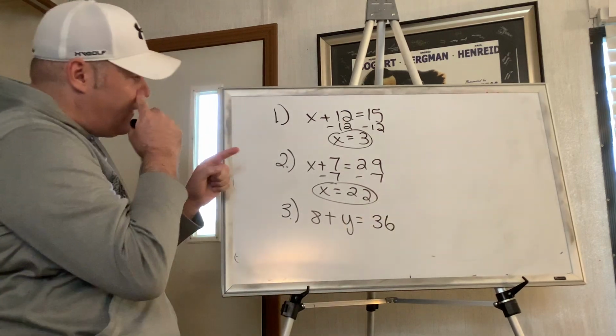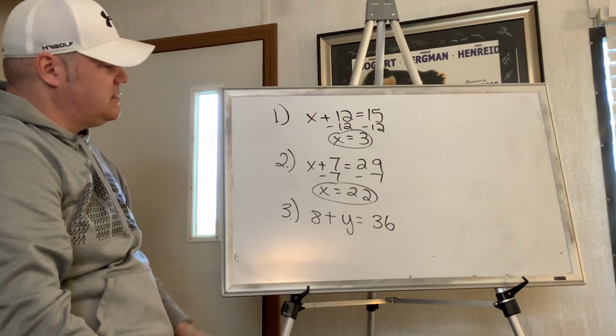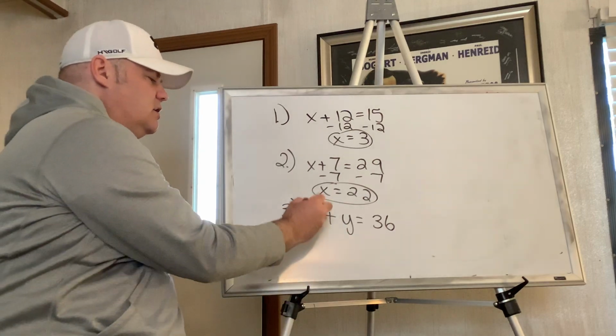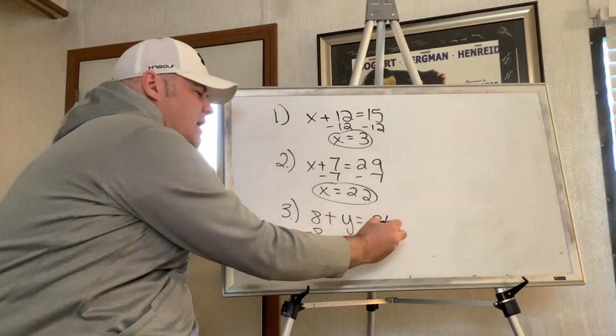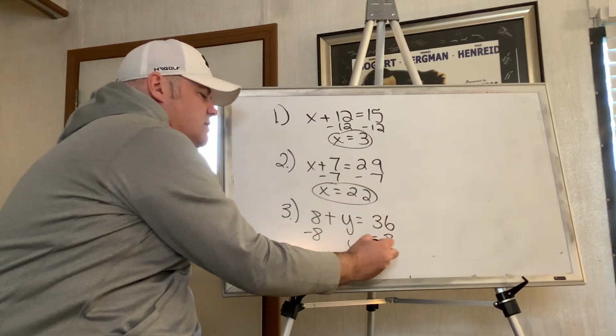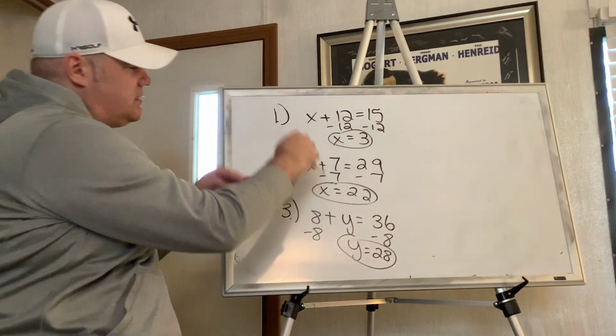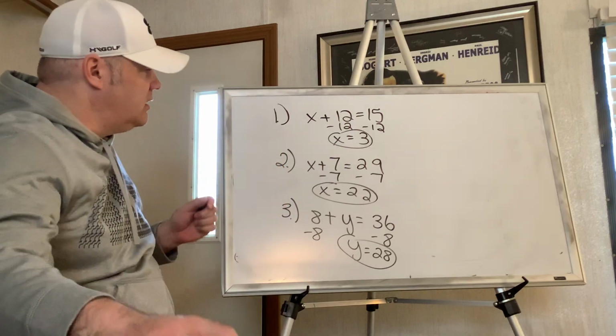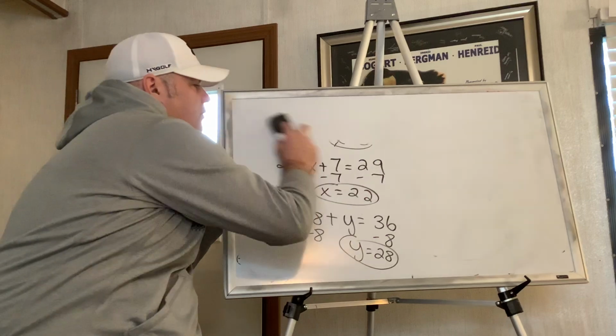Okay, so instead of having the variable first, we just flip places, but you still need to move this 8. You still need to isolate the y, and it's a positive 8, so you're still going to subtract 8, and you get y is 28. Okay, so whichever one's first, that's how you move it if you're at addition there. Another one of those that I put was number 4.